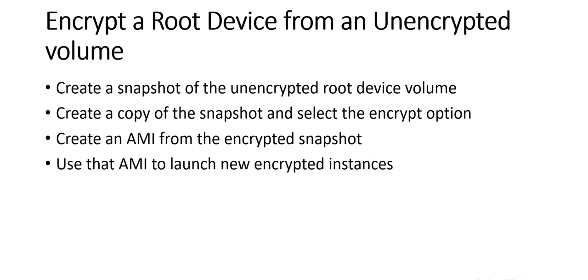And if we have created an EC2 instance with an unencrypted root device volume, and we need to create another instance with an encrypted one, we need to create the encrypted version itself. So how can we do it? We can create a snapshot of the unencrypted root device volume, then create a copy of the snapshot, and then select the encrypt option. Then create an AMI from the encrypted snapshot. Use that AMI to launch new encrypted instances. So this is it for this session.